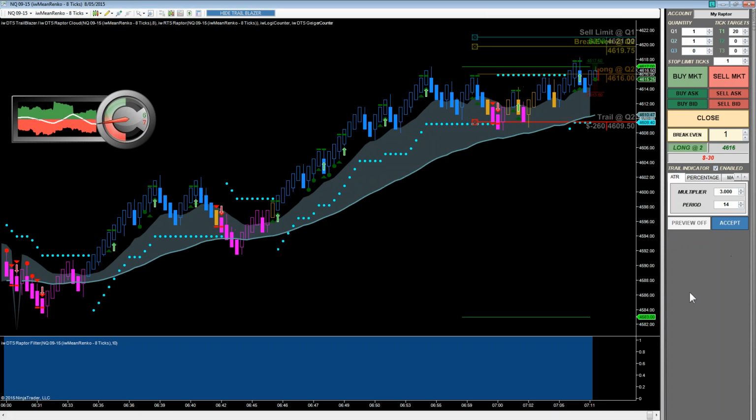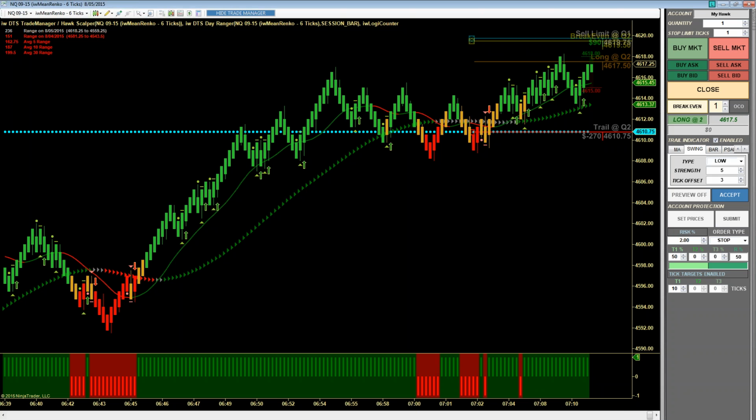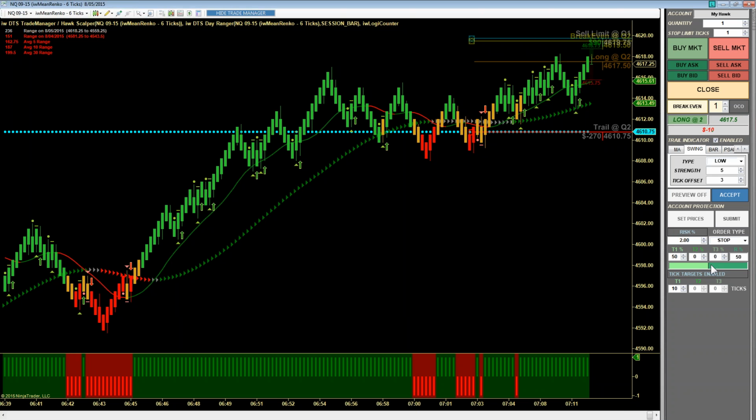The downside to the Trailblazer is that we don't have the risk management component that we have here on the Hawk, or pardon me, on the Trade Manager. So there's a little bit of a trade-off there.